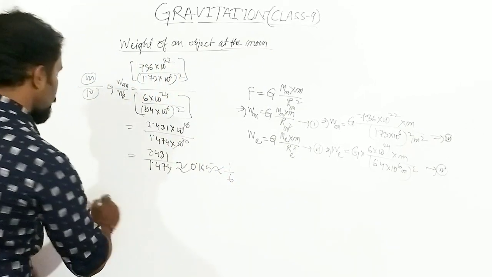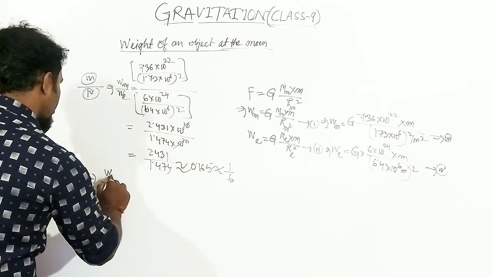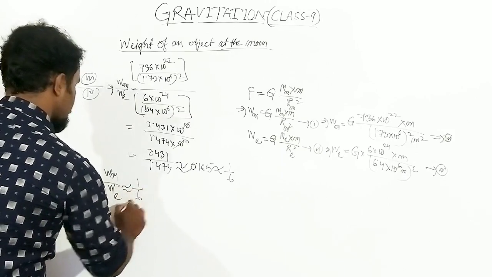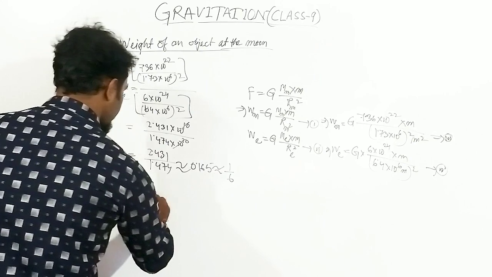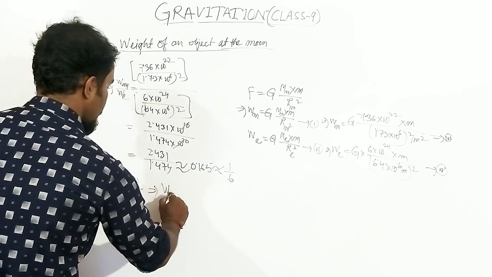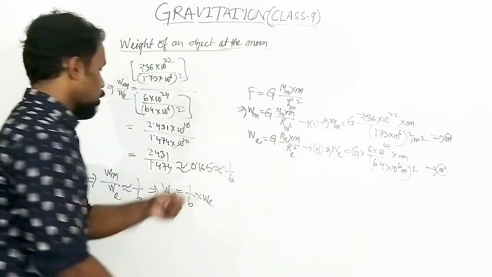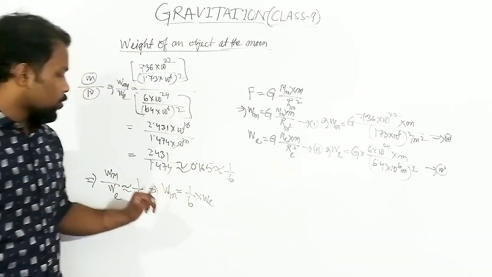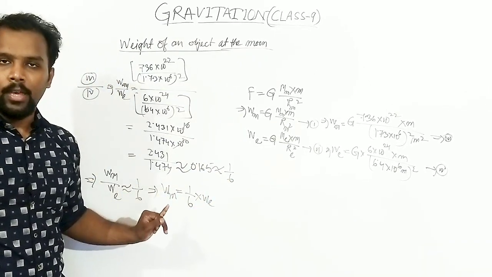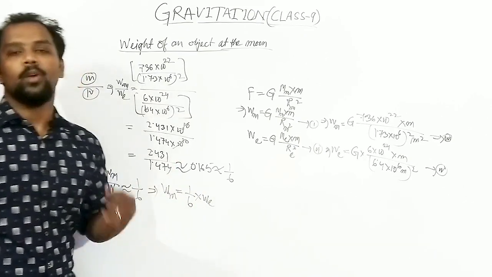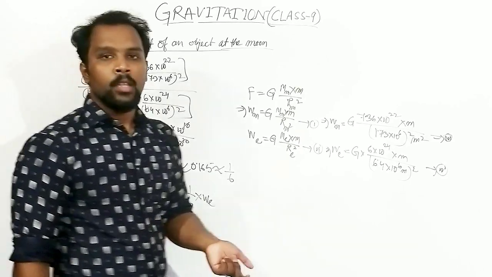So what we have got is that Wm by We is almost equal to 1 by 6. So you can say from here that Wm is equal to 1 by 6 of We. That is, the weight of the object on the moon is 1 by 6 times the weight of the object on the earth. That means it is quite small.